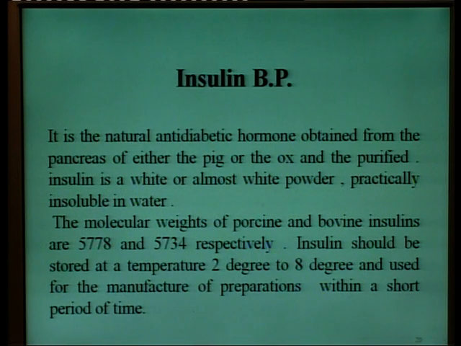It is the natural anti-diabetic hormone obtained from the pancreas of either the pig or the ox, and the purified insulin is a white or almost white powder, practically insoluble in water. The molecular weights of insulin and bovine insulin are 5778 and 5734 respectively. Insulin should be stored at a temperature of 2 to 8 degrees and used for the manufacture of preparations within a short period of time.